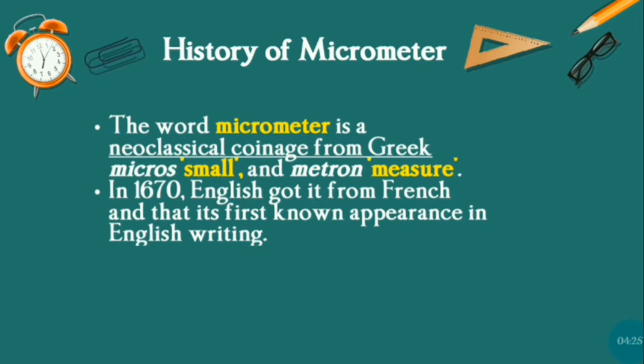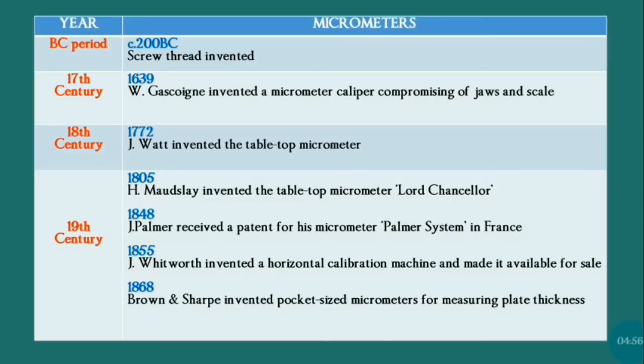The word micrometer is a neoclassical coinage from Greek mikros, meaning small, and metron, meaning measure. In 1670, English got it from French, and that is its first known appearance in English writing. The people of that time did have much need for and interest in the ability to measure small things and small differences. So this is the timeline of the year of every micrometer that has been invented.